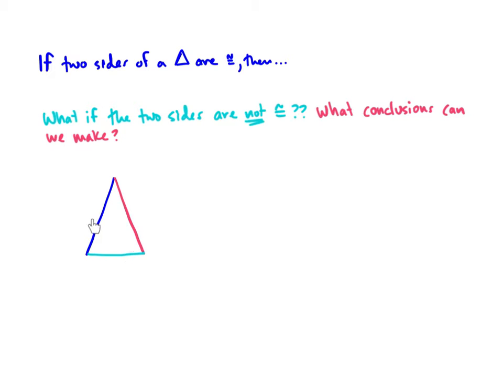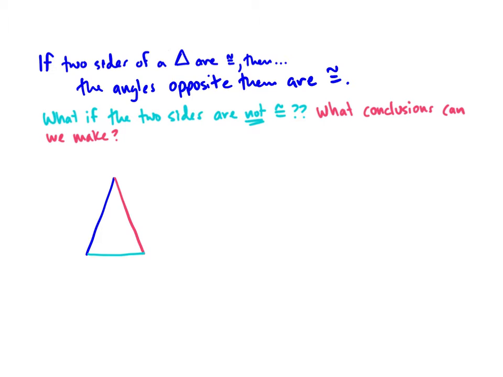And we learned that when you have an isosceles triangle, the angles at the ends of the base are going to be congruent. All right, so if two sides of a triangle are congruent, then the angles opposite those sides are congruent. Okay, so we learned that. But now we're going to ask ourselves, well, what happens if two sides of a triangle are not congruent? What conclusions can we make?